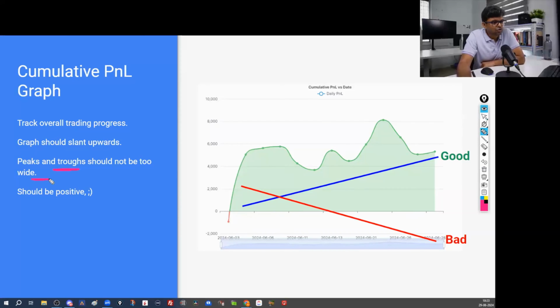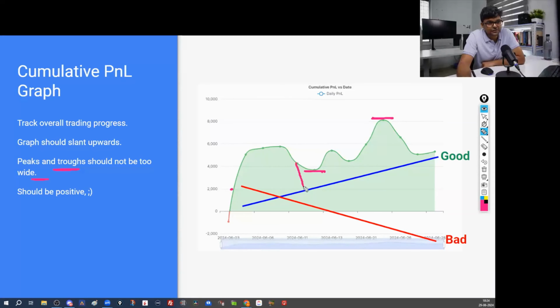Peaks and troughs should not be too wide. What I mean by that is, when you start your trade, maybe the first was even. After that, there is the max profit that you made and the lowest, like you may have a couple of losses in a row and then you have a drawdown. The difference should not be too big. The higher the difference, the worse your trading is, even if you're profitable, because then you cannot maintain any consistency.